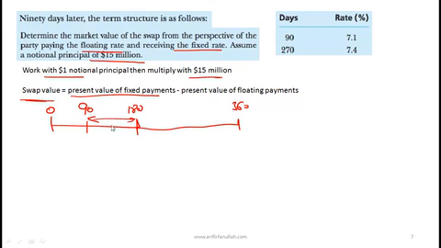So this is 90 days. We are given this rate, which is 7.1%, and given that we are here, we are also given the 270-day rate, which is from here to here is 270 days. That is 7.4%. Okay, so the swap value is the present value of fixed payments.